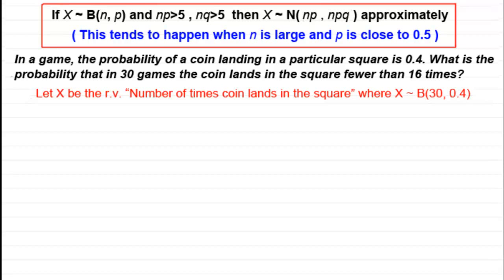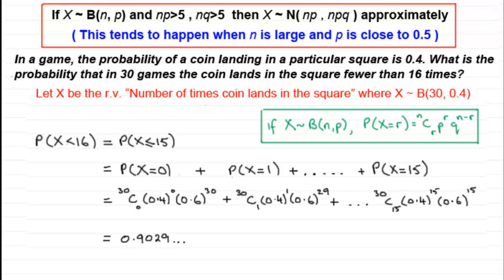And if I was to try and work this out by calculation, just from the formula that we've got here, then the probability x is less than 16 would be equal to the probability x is less than or equal to 15. And that would be working out probability x is 0 plus 1 and all the way up to 15. And that's a lot of calculations, as you can see here. But nonetheless, I've done it for you and it comes to 0.9029. So there's got to be a quicker way, and that's where this approximation comes in.